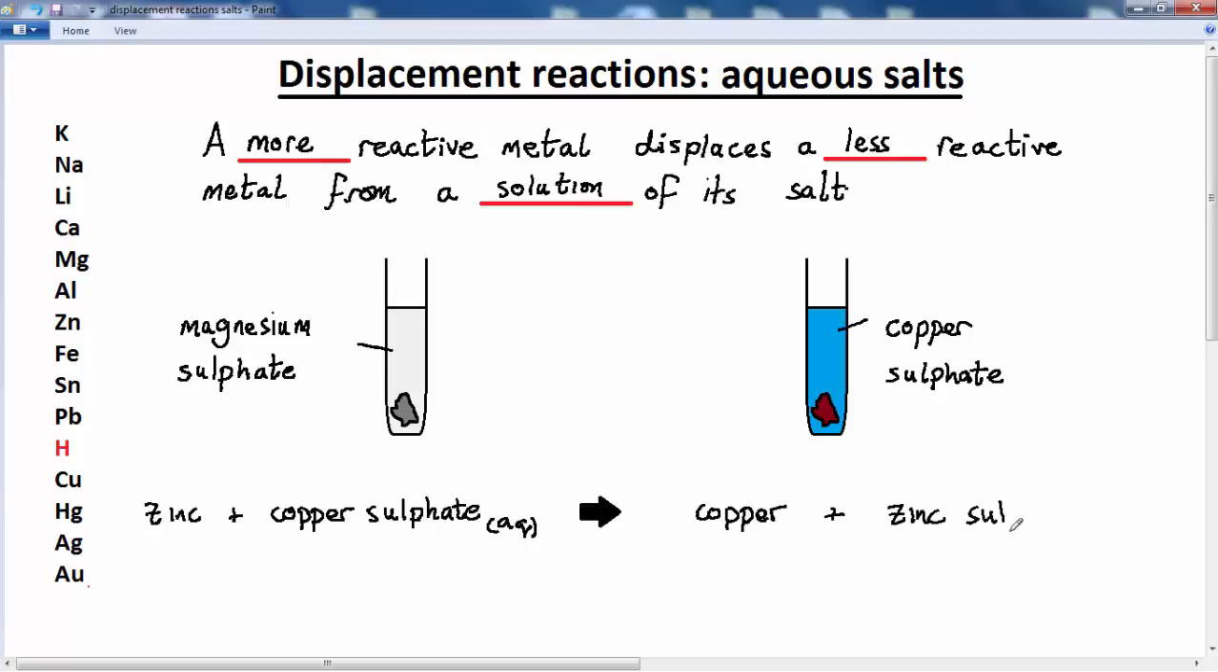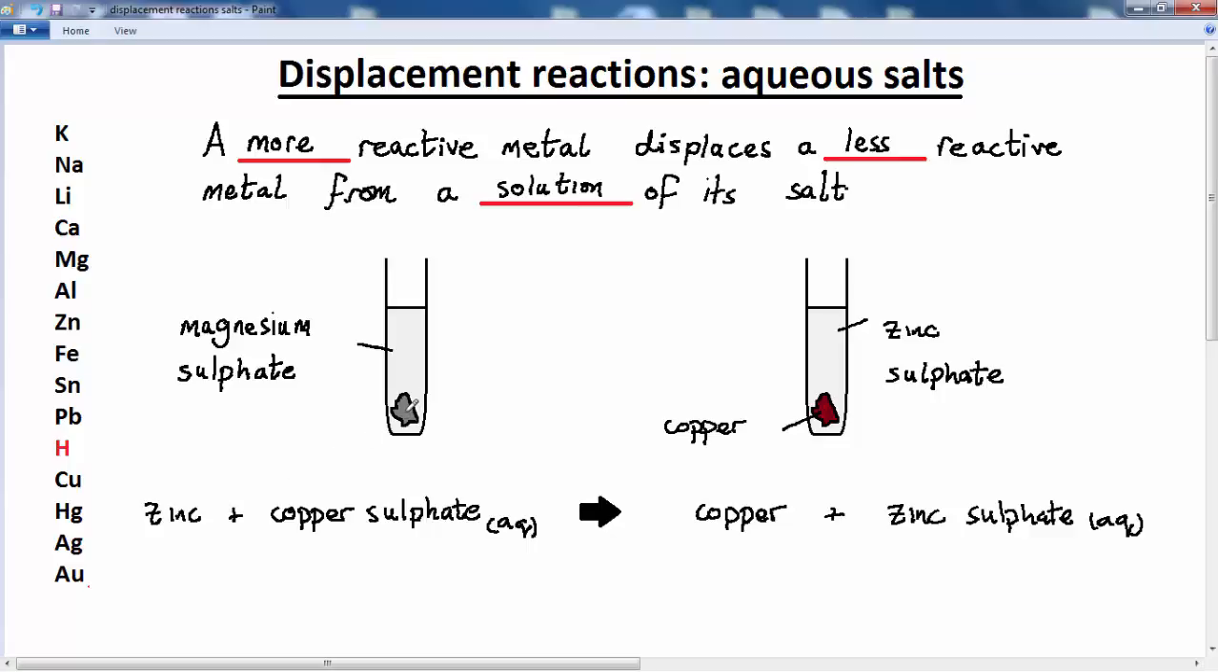Now zinc sulfate is transparent in colour, so after a while you'll notice that the solution of copper sulfate becomes transparent as it's changed into zinc sulfate and copper. Now this happens only because zinc is higher up than copper in the reactivity series.